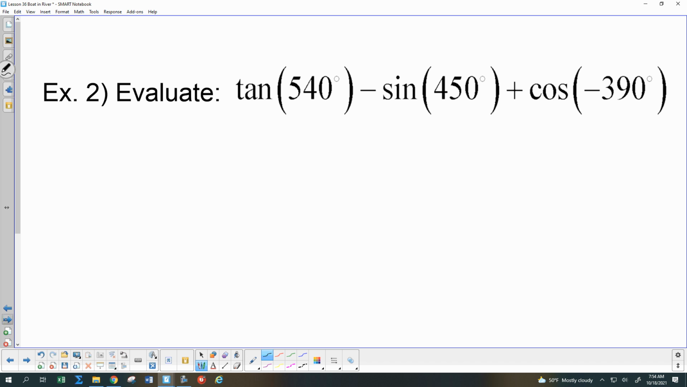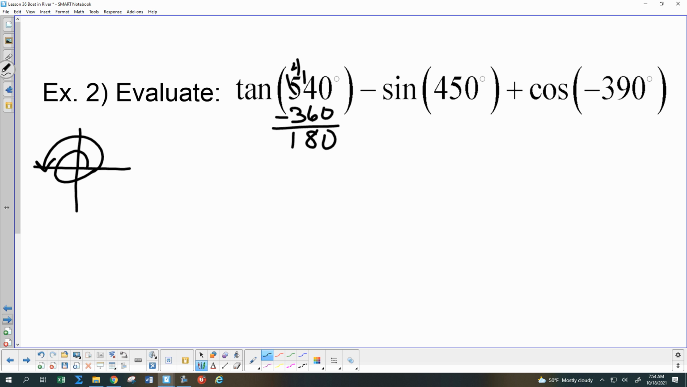So, first one, 540 degrees is more than 360. So I'm going to go around 360 degrees, and then I need to keep going. 720 would be the next, so it's between 1 and 2 times around. And if I'm not sure, I can actually subtract and say that I am looking at 180 degrees is where I would have to end up. So that's the tangent of 180 degrees.